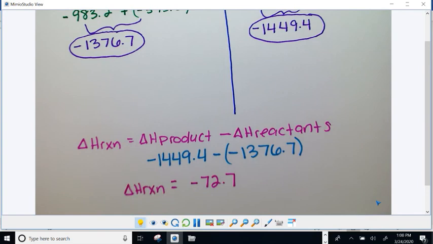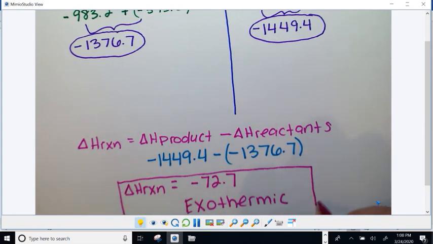And I want to go ahead and identify whether this is endothermic or exothermic. Due to the fact that this is a negative sign, that means that heat was lost. Therefore, this is an exothermic reaction. All right. And that is our answer.